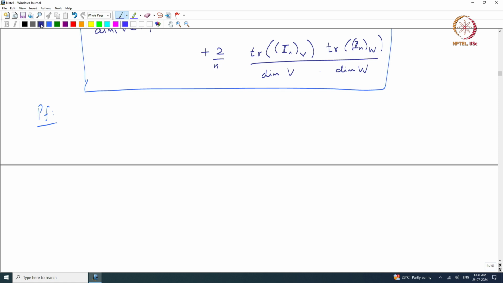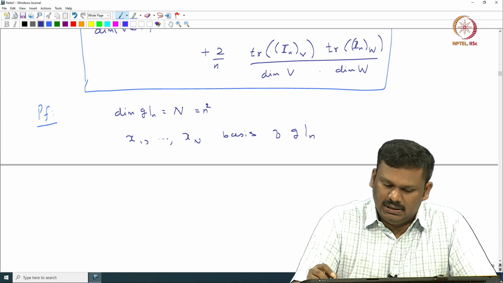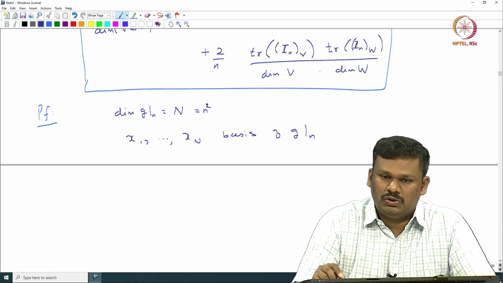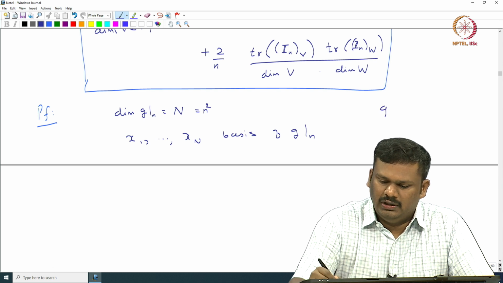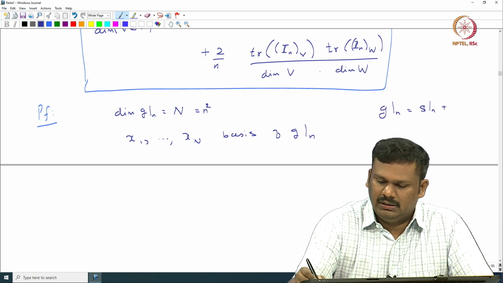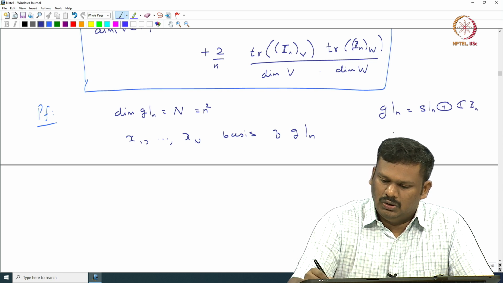So, we have to fix some notations. Let us call the dimension of GLN to be just capital N, which is small n square. So, we have a basis of GLN. We choose this basis in such a way that the first capital N minus 1 elements correspond to a basis of SLN. We know that GLN is SLN direct sum the identity matrix.